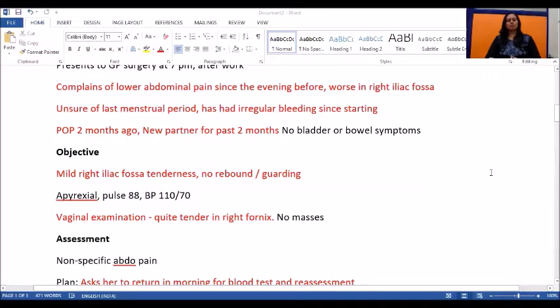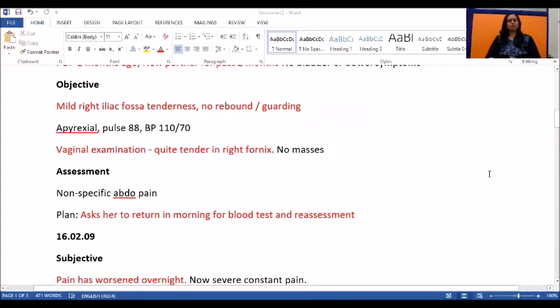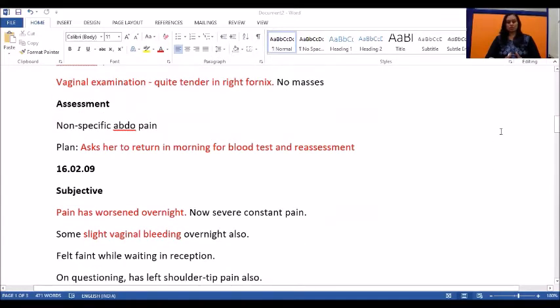In the objective portion, our important points are mild right iliac fossa tenderness, with no rebound or guarding. Vaginal examination: quite tender in the right fornix. In the assessment, the important point is to ask her to return in the morning for a blood test and assessment. So you can understand it may be a 2-day schedule: on the first day your patient has come and you've done a few examinations, and you are asking the patient to come another day for a reassessment. So your letter will have first day information and second day information.